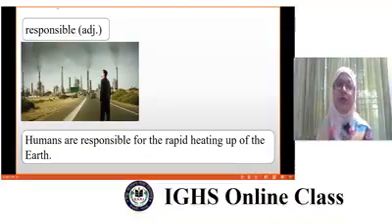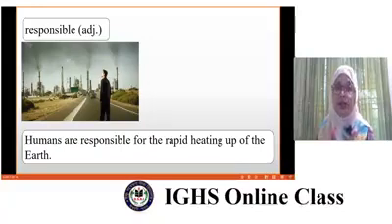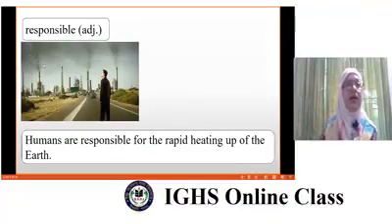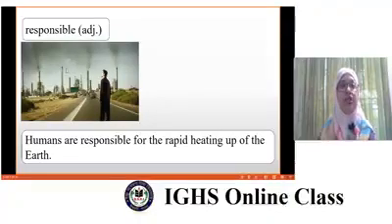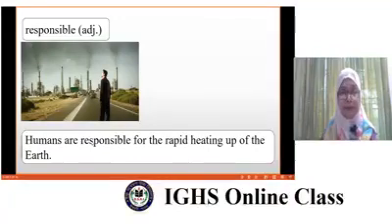Our next word is responsible. This is an adjective. Look at the picture here. You can see some of the industries emitting smoke and some other vehicles and no trees around. And now how can you match this picture with the word? Let's see the example. Humans are responsible for the rapid heating up of the earth. We the humans are responsible.